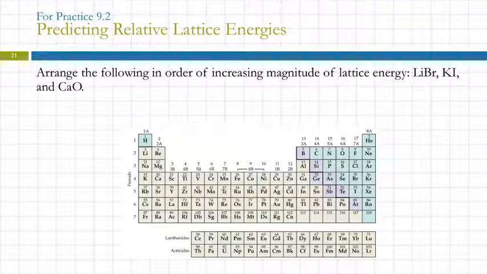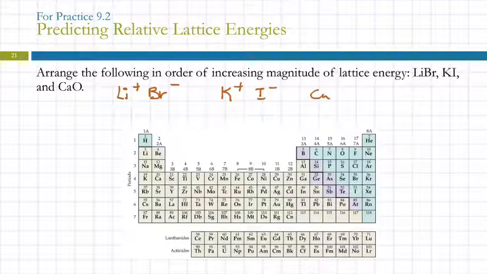So let's look at these individual ions. For lithium bromide, we've got the lithium ion is +1 and bromide ion is -1. And for potassium iodide, we've got K+ and I-. And for calcium oxide, we've got calcium is +2 and oxygen is -2.